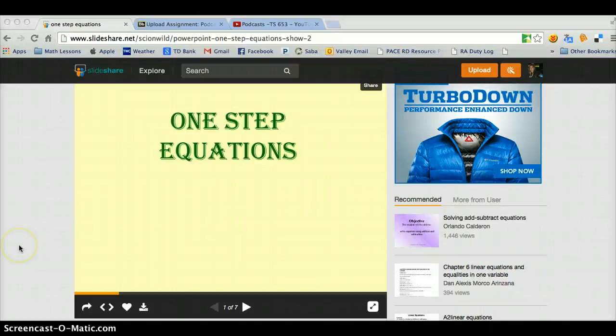Struggling with solving one-step equations? This video will help explain how to solve one-step equations, so that when we move on to multi-step equations, you will know the basics of equation solving.